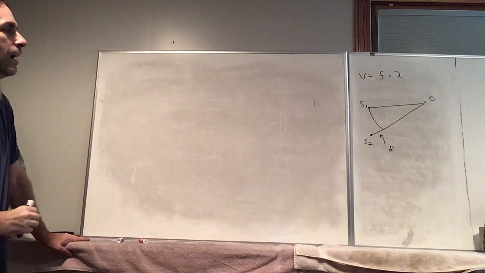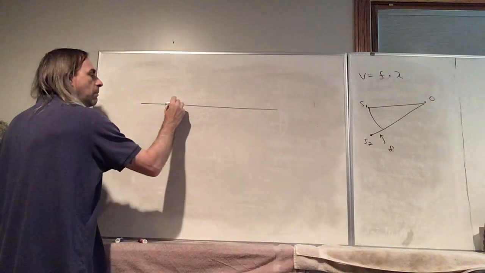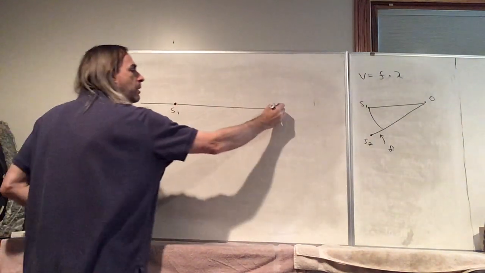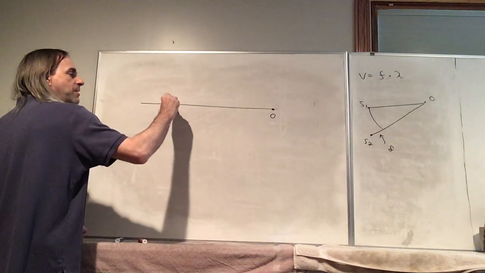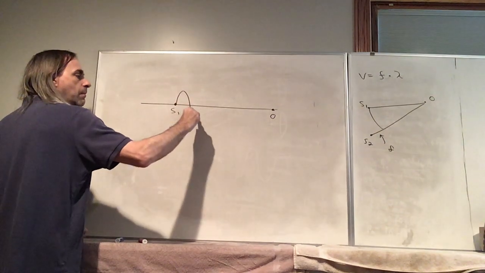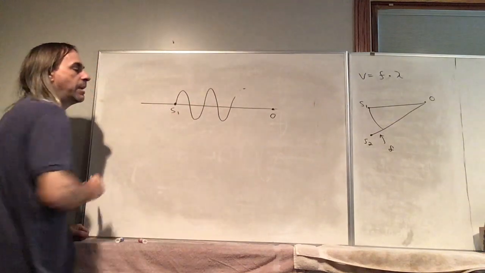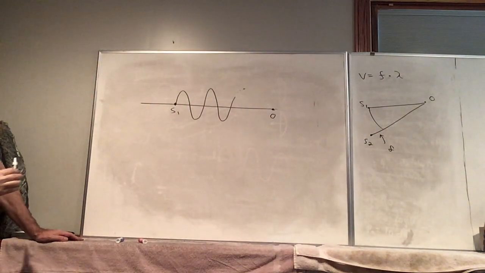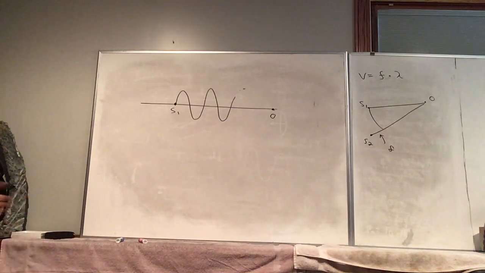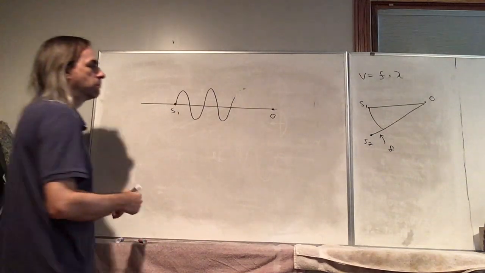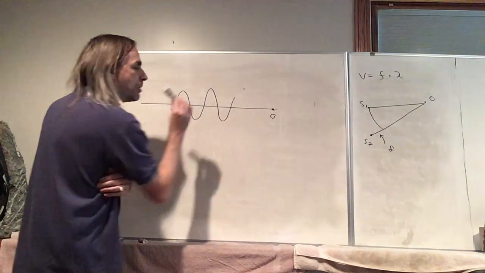Let's look at S1 to the observer. So let's say this is S1. The observer is way down here. And just for convenience, let's use a nice sine wave. We don't have to go all the way to the observer. It's just going to keep on going. And so when we hit the observer, this wave is going to have a certain amplitude. Okay, so that's from S1 to the observer.